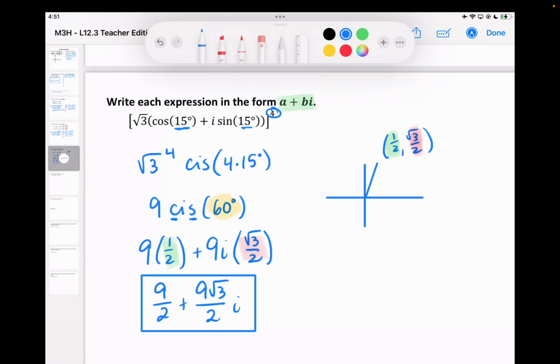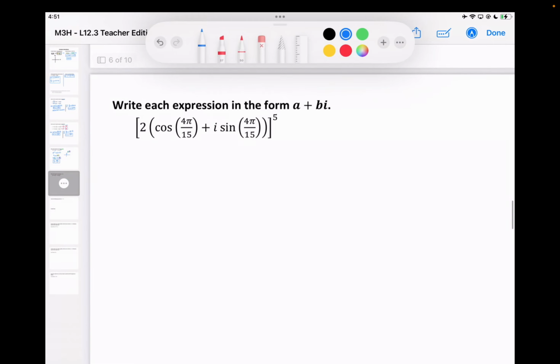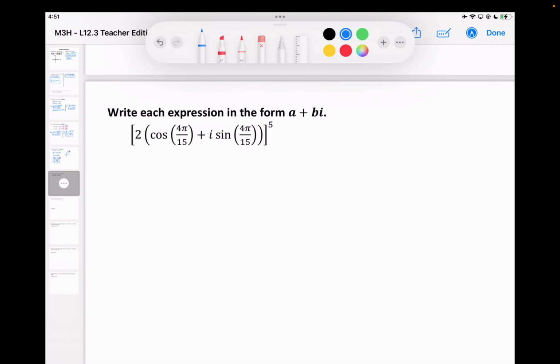Let's go ahead and do another problem like that. So this problem, same thing. At the end, we're going to convert it to standard form, also known as rectangular form. But let's do the operation first. So we're raising it to the 5th power this time. So we've got 2 raised to the 5th. And then I'm going to multiply 5 times 4 pi 15ths. 2 to the 5th is 32. And then 5 times 4 pi 15ths is 4 pi over 3.